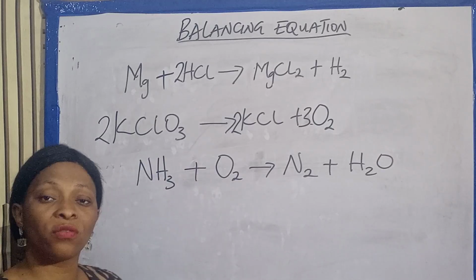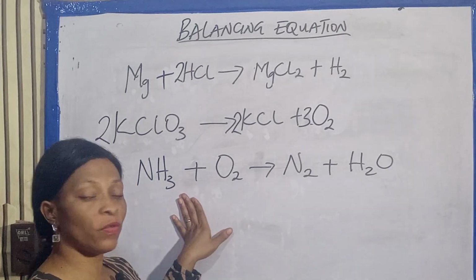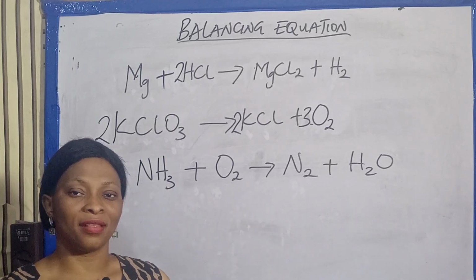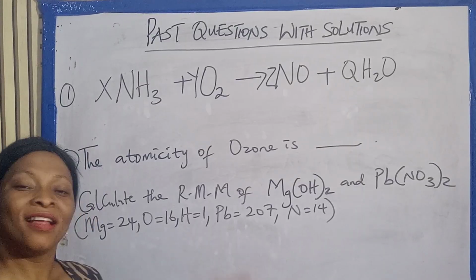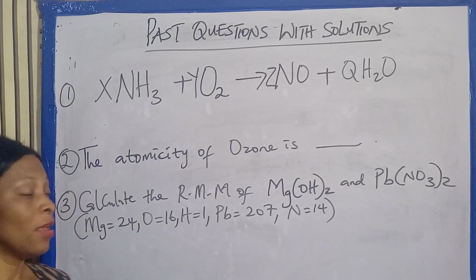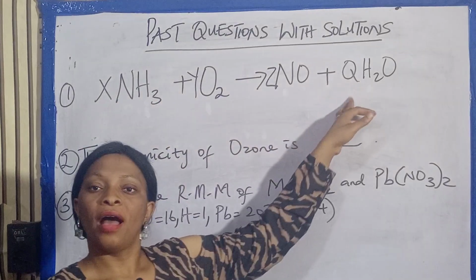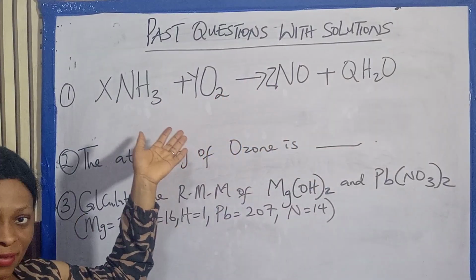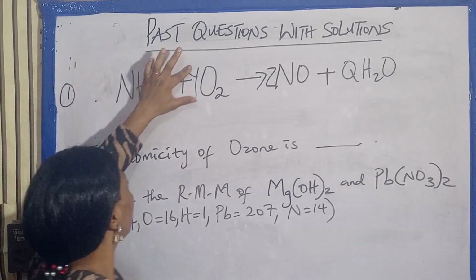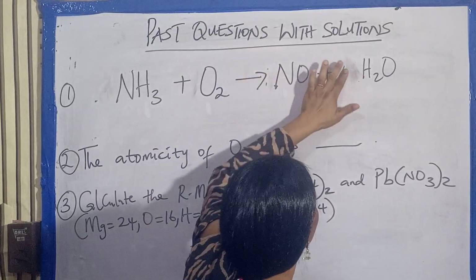Okay, so we move over to the set of questions you need to answer. This is the first set of questions you need to answer. Answer these questions and drop your answer in the comment section. These are called out from past questions. So let's answer them. We look at question 1. X, Y, Z, Q are the subscripts that you need to add. So let's balance the equation. First thing, let's clean up this so that we can have enough space to write our superscripts effectively.